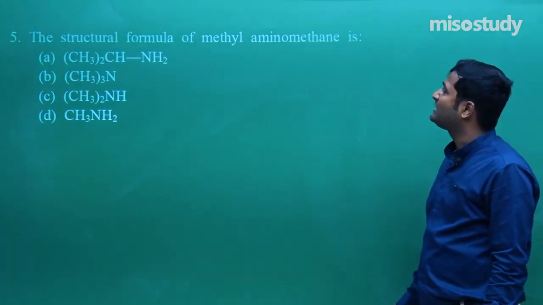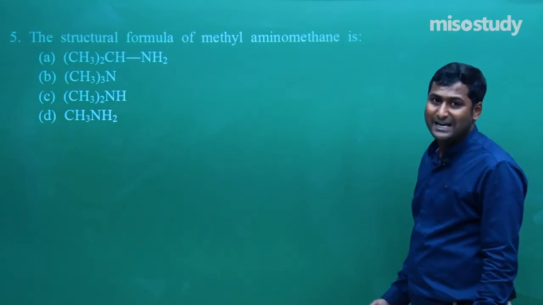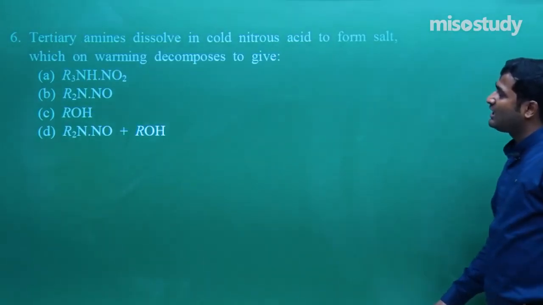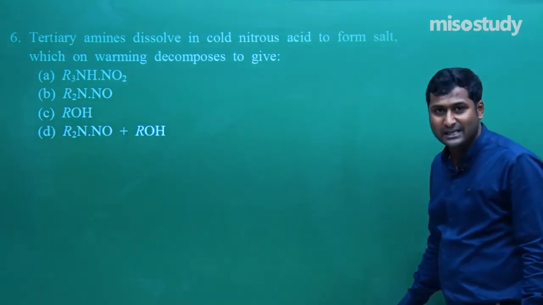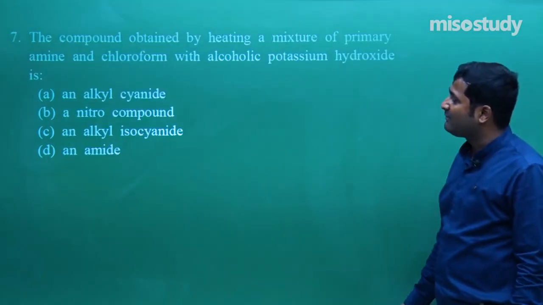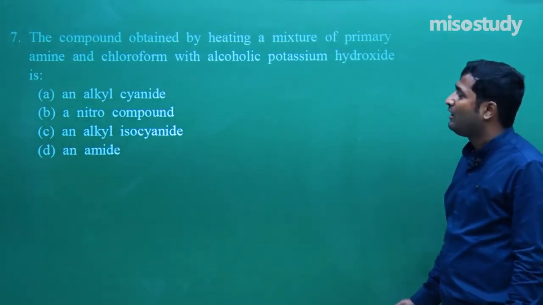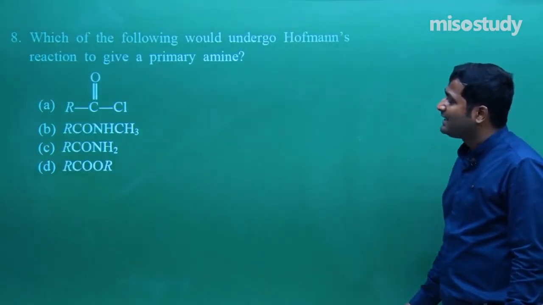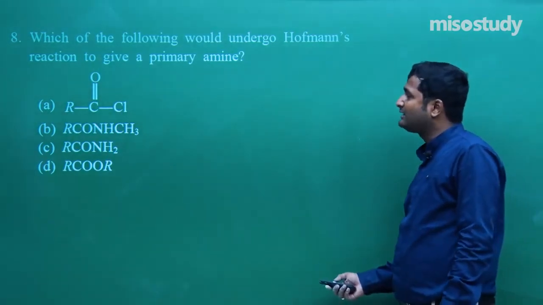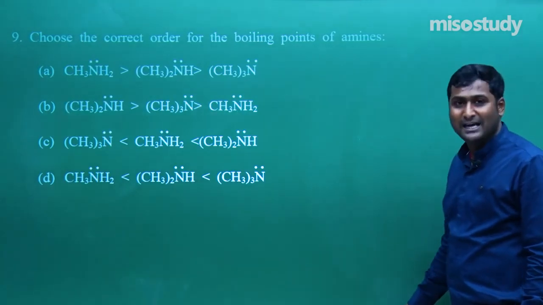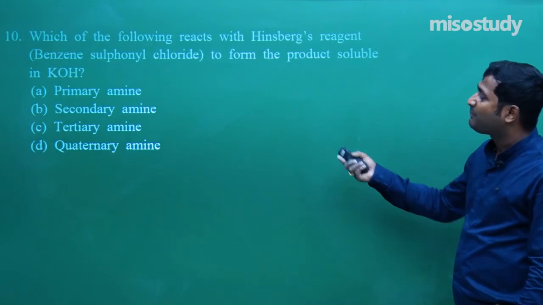The structural formula of methyl aminomethane is CH3 twice NH. For question number 6, tertiary amines are dissolved. What will happen? R3N in KOH. D is the correct option. For question number 7, tell me, that is an alkyl isocyanide. For question number 8, that is RCONH2. For question number 9, A is the correct option. And for question number 10, that is the primary amine.